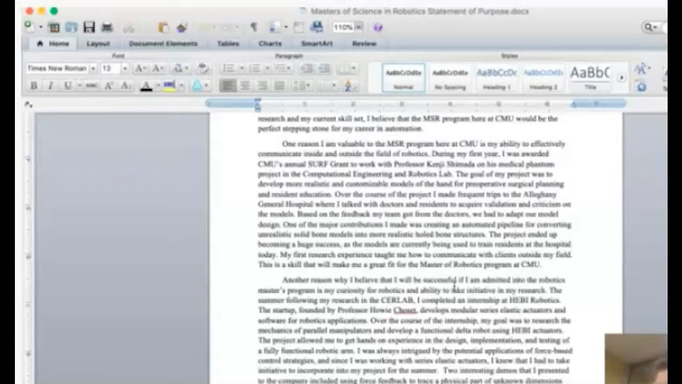An easy way that we can fix this problem is by explicitly stating the first reason that you will be successful if admitted into the program. Or rather than using the phrase another reason, you can just say, I believe that I will be successful if admitted into this program for a number of reasons. First of all, I have a strong curiosity for robotics and can take initiative in my research. That would be fine.